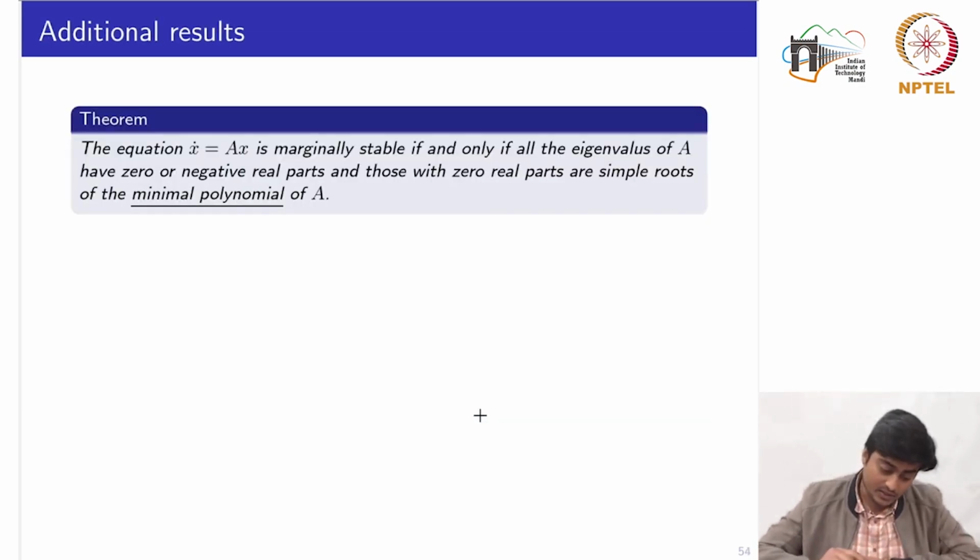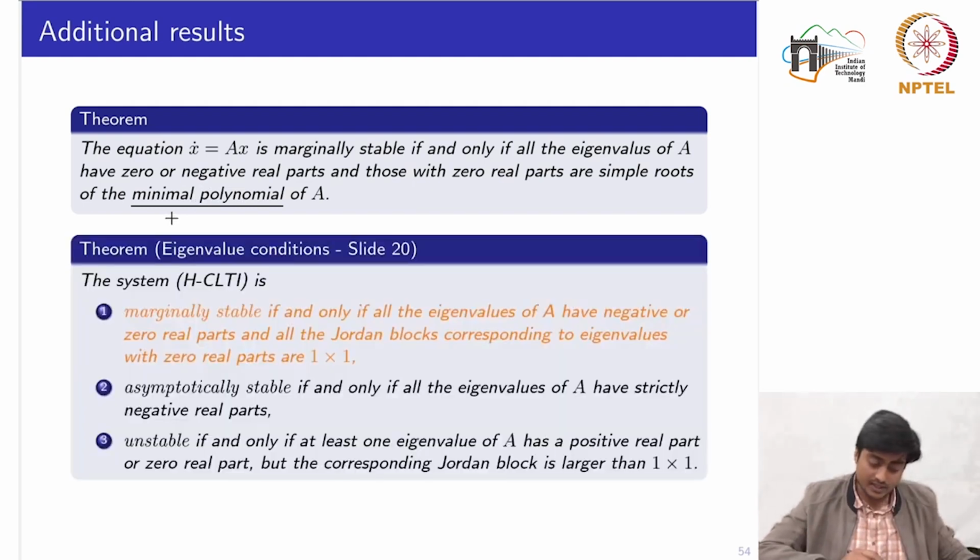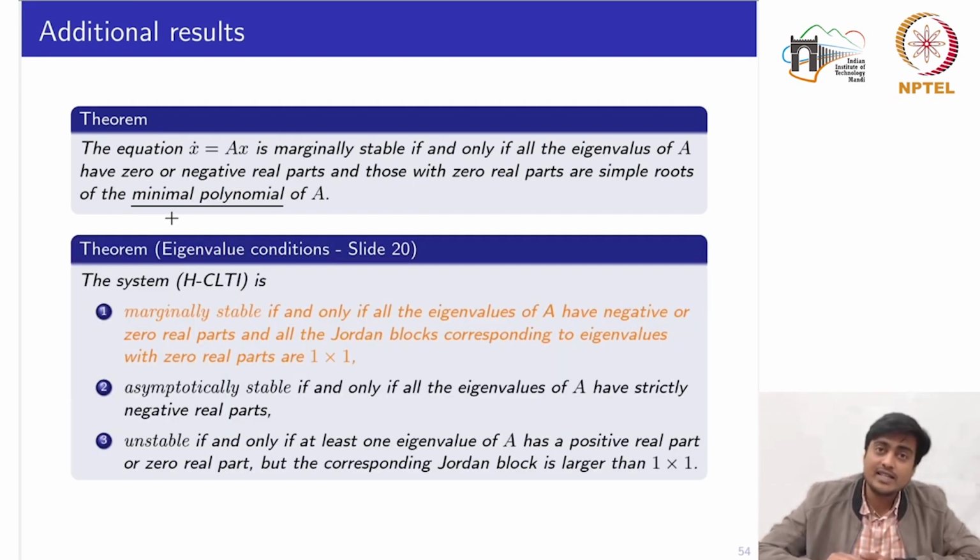So there are a couple of additional results. One of the results says that this homogeneous LTI system is marginally stable if and only if all the eigenvalues of the matrix A have 0 or negative real parts, and those with 0 real parts are simple roots of the minimal polynomial of A. So here we are introducing another polynomial which we call the minimal polynomial. Basically this condition is equivalent to one of the conditions we had seen earlier in terms of the Jordan blocks, which we introduced on slide 20, that the system is marginally stable if and only if all the eigenvalues have negative or 0 real parts. So this part would remain the same up to here.